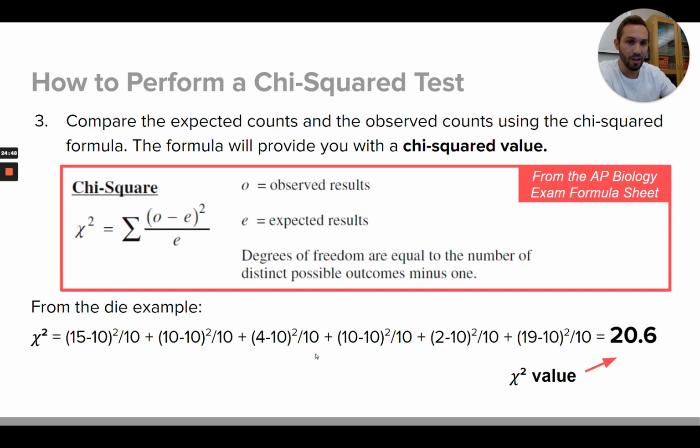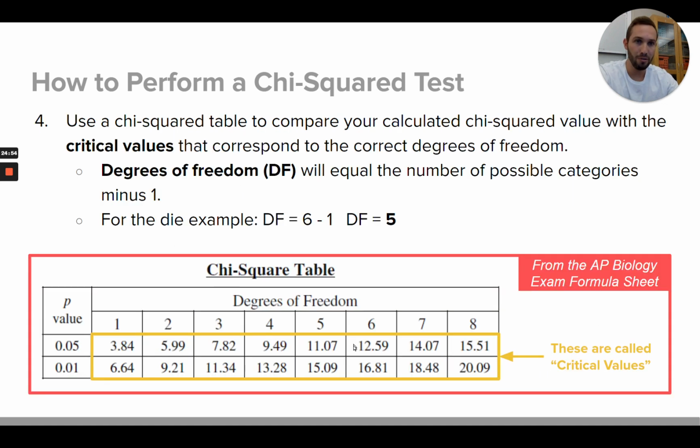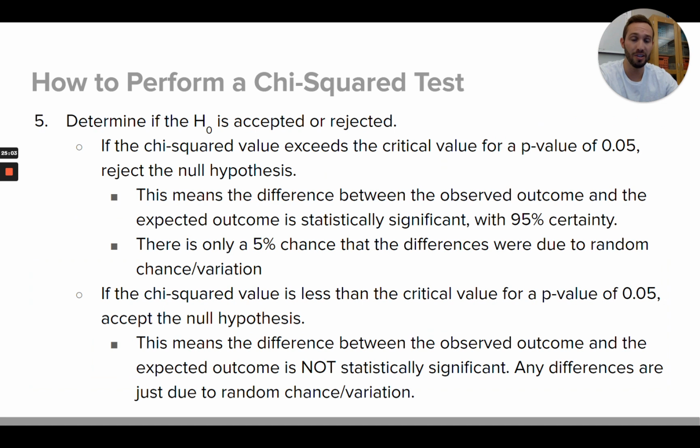Now our chi-squared value, we already calculated that, that's 20.6. So this is the chi-squared value. This is the critical value, 11.07. You guys with me? Okay, two different things. So then we move on to the last thing here. So here's what you're going to do. You're going to figure out if your null hypothesis is accepted or rejected.